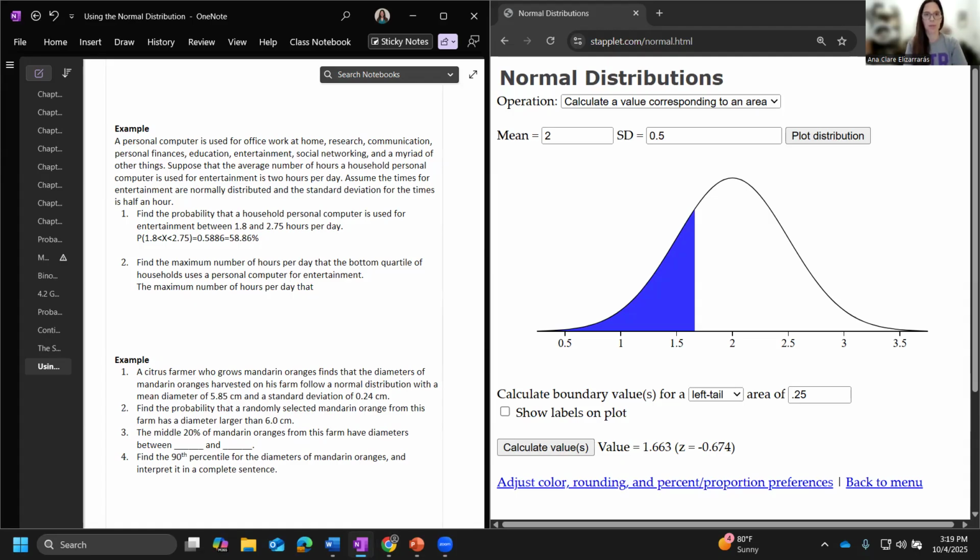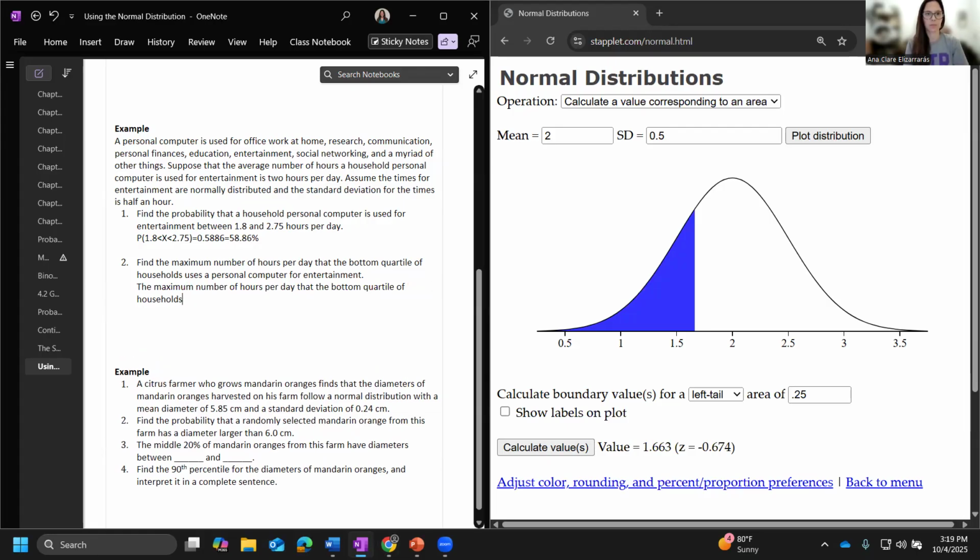that the bottom quartile uses. Why did I type it out rather than just saying 1.633? I think context is important. If I just said 1.633 and didn't tell you anything, what does that mean? What is 1.633? It's a naked number. It doesn't help us. So the maximum number of hours per day that the bottom quartile of household users use a personal computer is 1.633. And I should probably say hours. I mean, I said it before, but it's better information.